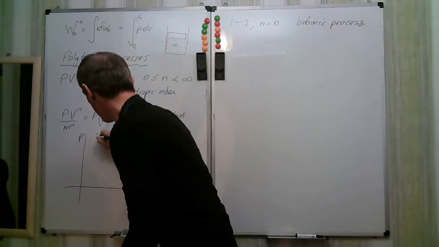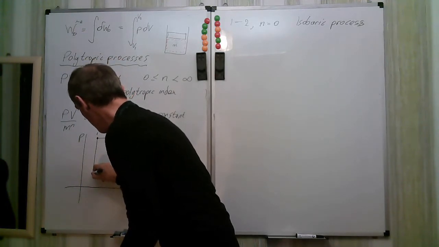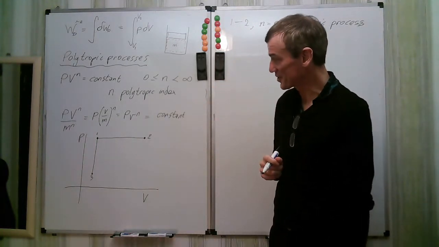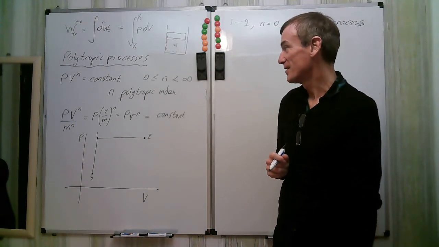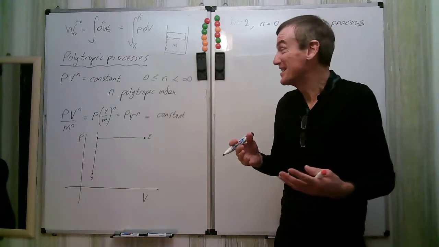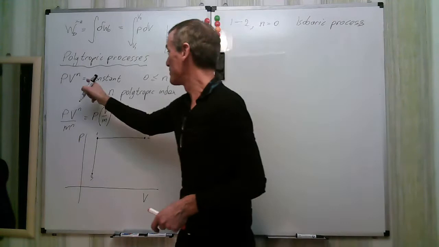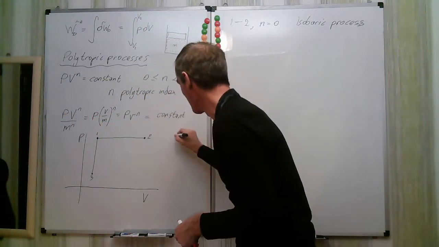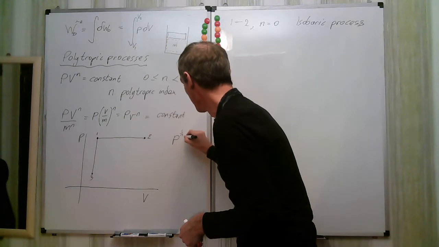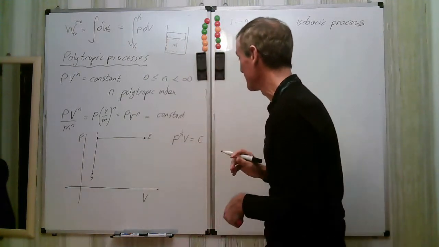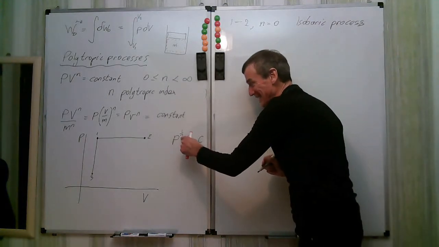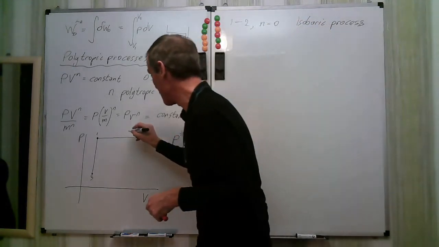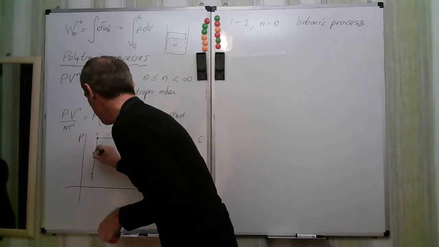The vertical line is the other one we could do. Let's call this 3, shall we? So that's V equal to a constant. And that's going to occur for n equal to infinity. Basically because if I take the power of 1 over n, I can write that relationship as P to the 1 over n times V equals a constant. Call this constant C, shall we? And obviously as n goes to infinity, this goes to 0. P to the zero is 1. So this line is n equal to zero. This line is n equal to infinity.